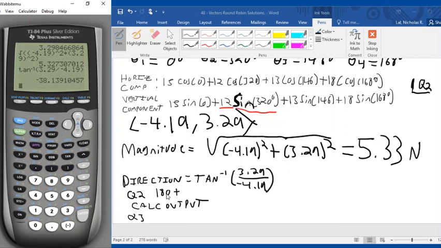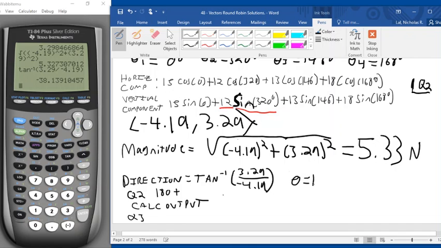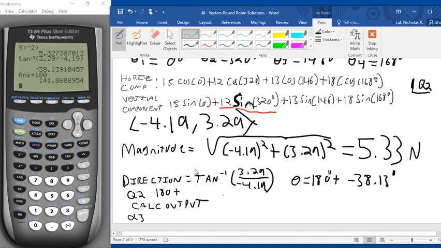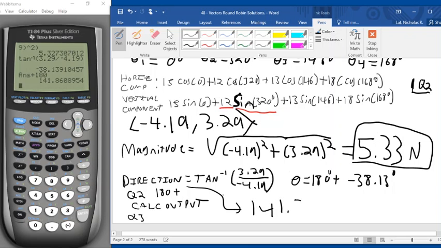So if our angle is 180 plus our calculator output, our theta value is equal to 180 plus negative 38.13 degrees. Add 180 to this value, and our direction should be 141.86 degrees. So our magnitude is 5.33 newtons, and our direction is equal to 141.86 degrees. These are our solutions.